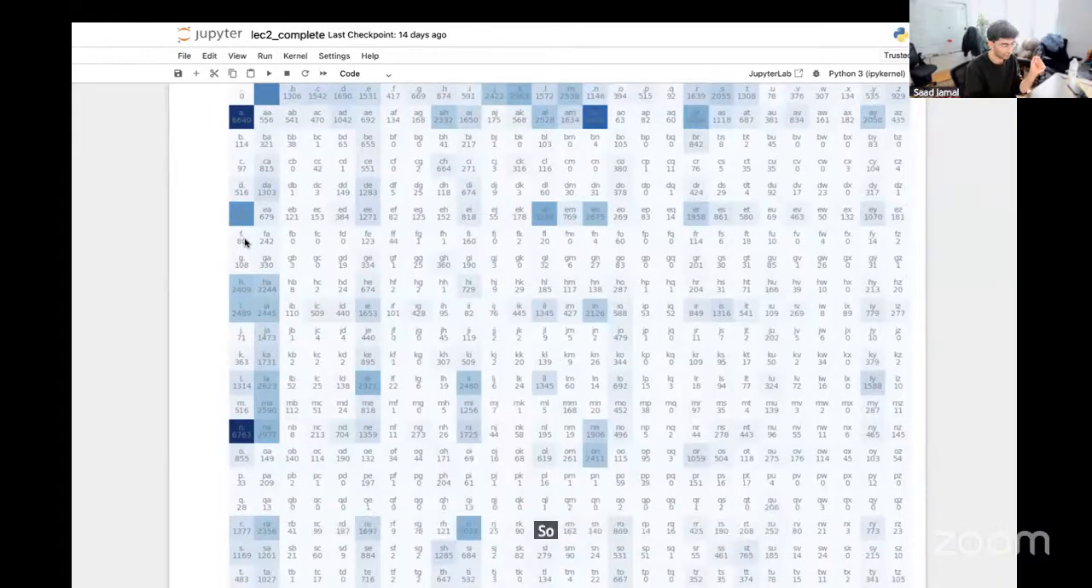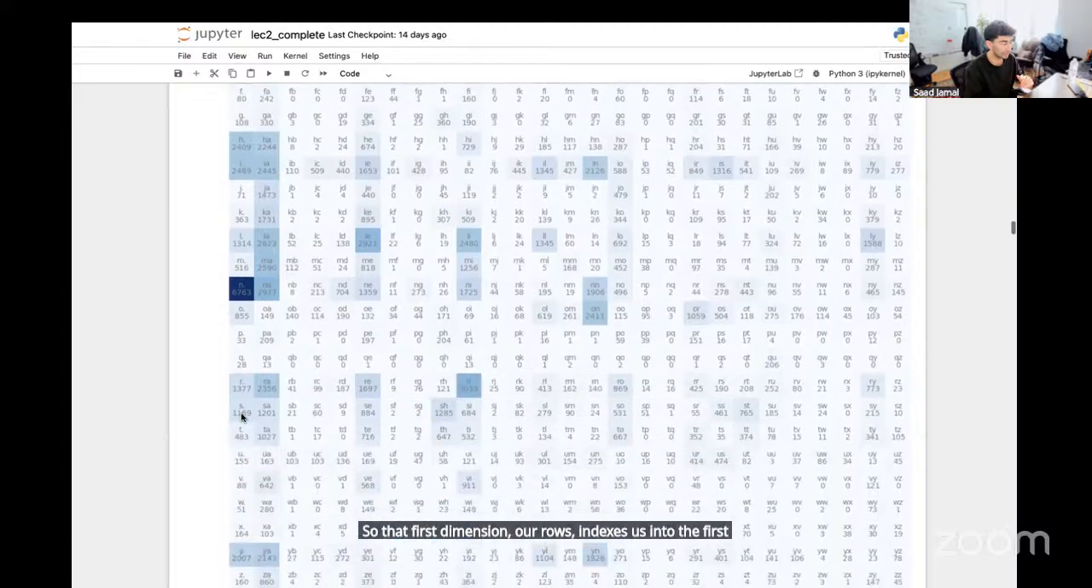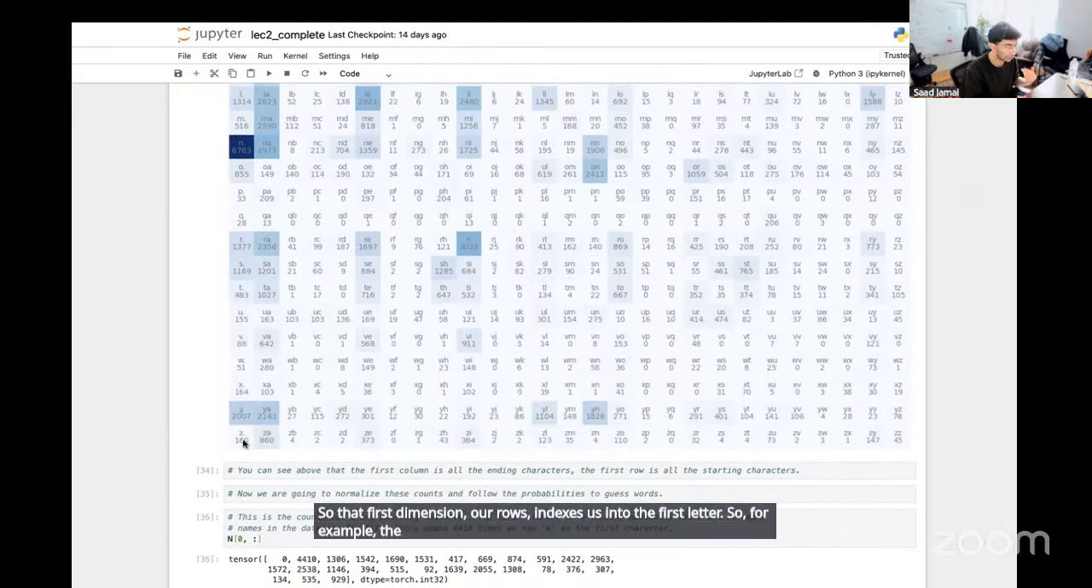So that first dimension, our rows, indexes us into the first letter. So for example, the 27th row will be for Z, right? And then, for example, the 27th column would be for ZZ, right? So each additional dimension is taking us from our first token and then the next token that we're trying to predict.